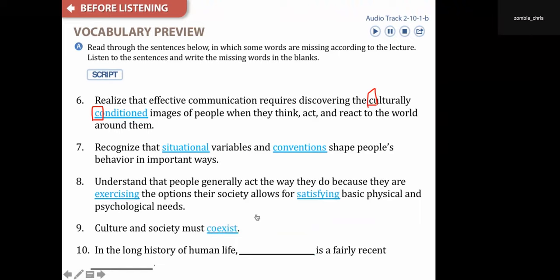Culture and society must coexist. Here the word root is exist, and the prefix is co, which means together. So we have operate, and we can have cooperate, to work together. Again, we have lots of prefixes and suffixes slammed together in one word, multiculturalism. I've got that ism, meaning the idea of. And then phenomenon. I just have to say again that phenomenon in everyday English has the idea of something extraordinary that doesn't seem to have an obvious explanation. So just be careful about how you're using phenomenon in your everyday and written language.